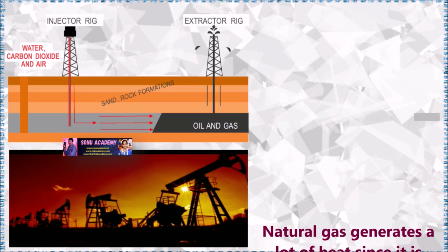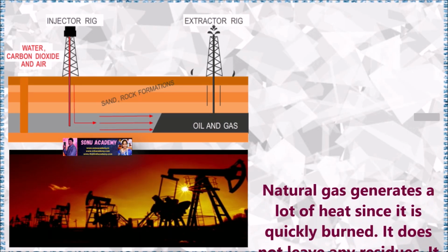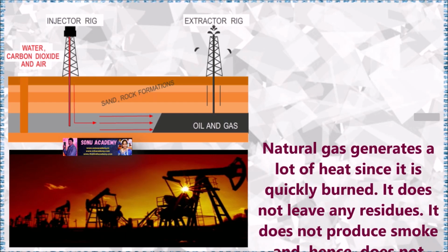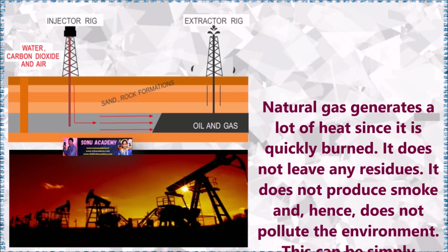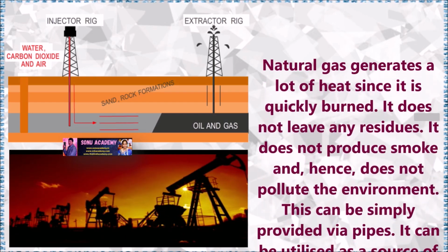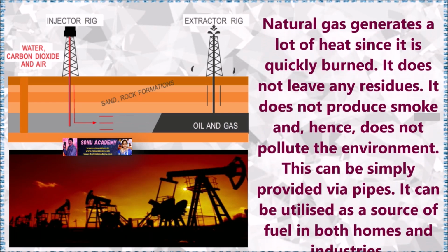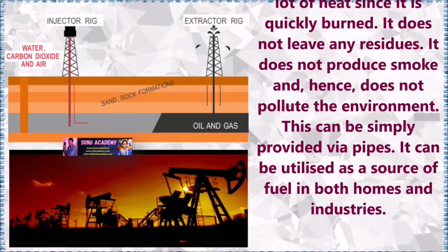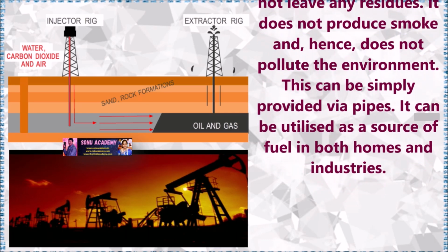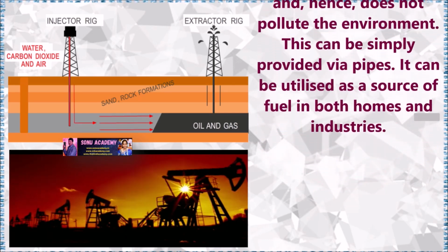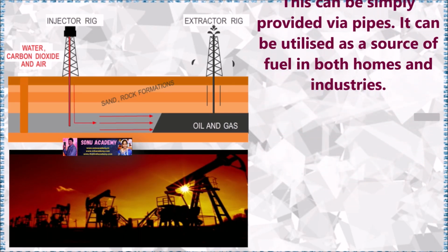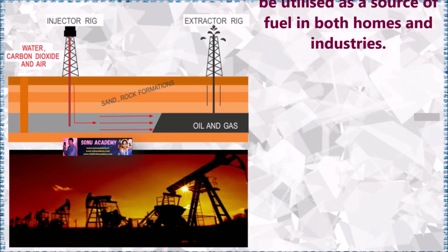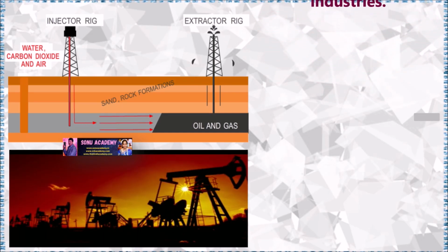Children, now let us discuss the advantages of natural gas. Natural gas generates a lot of heat since it burns quickly. It does not leave any residues. It does not produce smoke and hence it does not pollute the environment. It can be simply provided via pipes. It can be utilized as a source of fuel in both homes and industries.